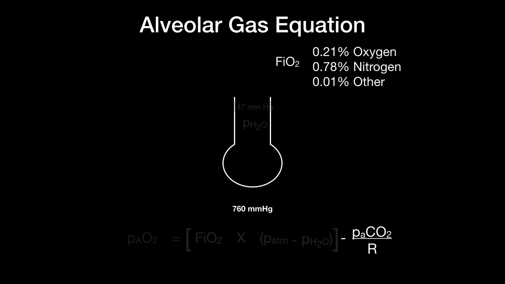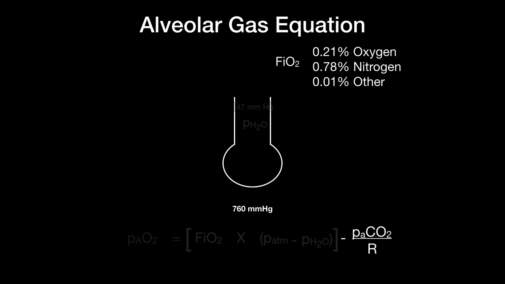And this is where I go back to basics. The alveolar gas equation is really just a combination of partial pressures that equal the total pressure, and the total pressure being atmosphere. So again, what are the partial pressures other than oxygen? You have the partial pressure of water. You have the partial pressure of nitrogen, which we calculate by using the fraction of inspired oxygen. And then you have the partial pressure of CO2.